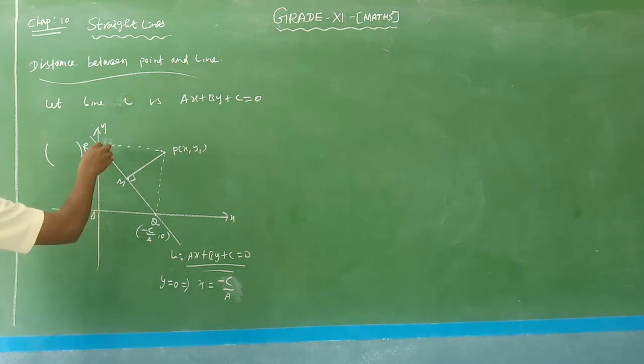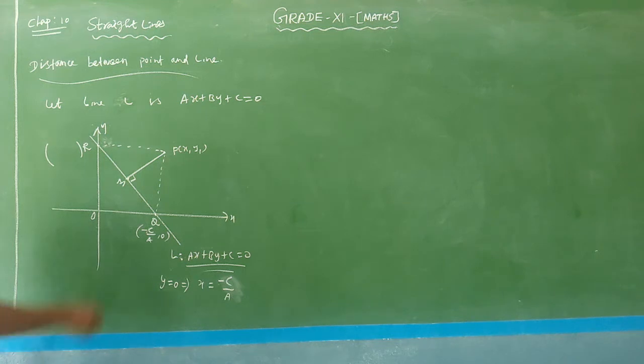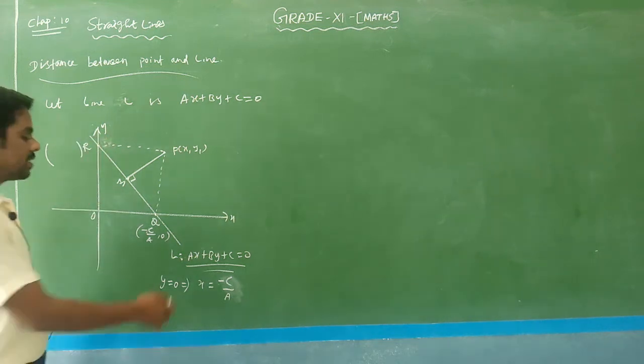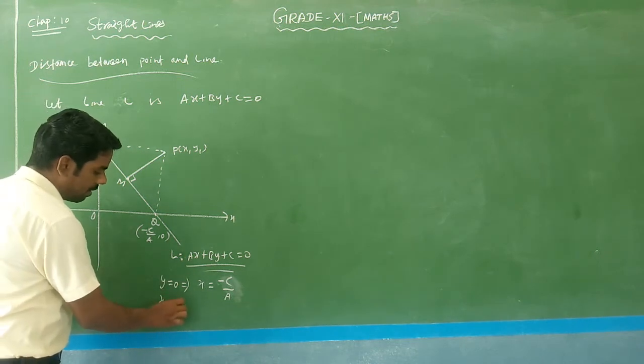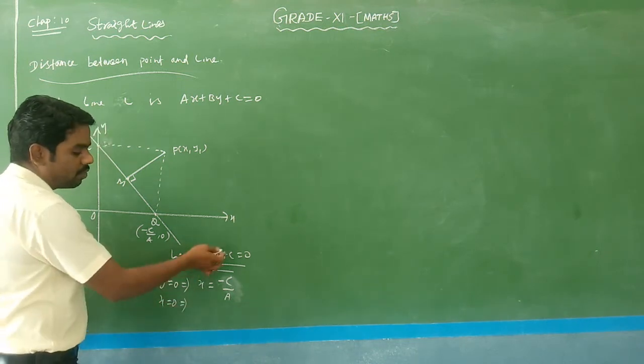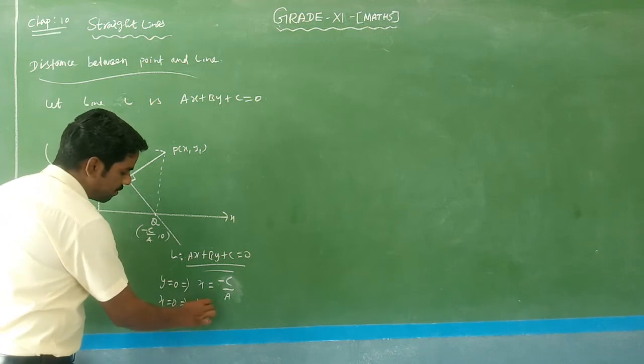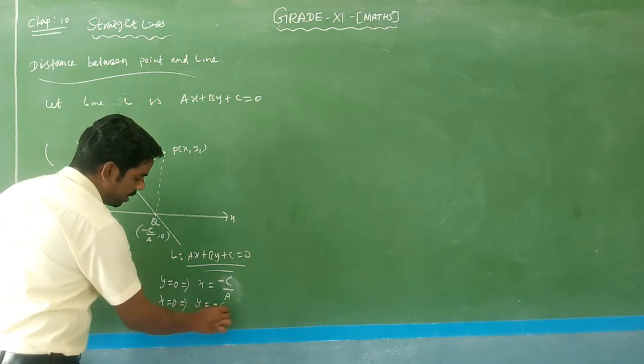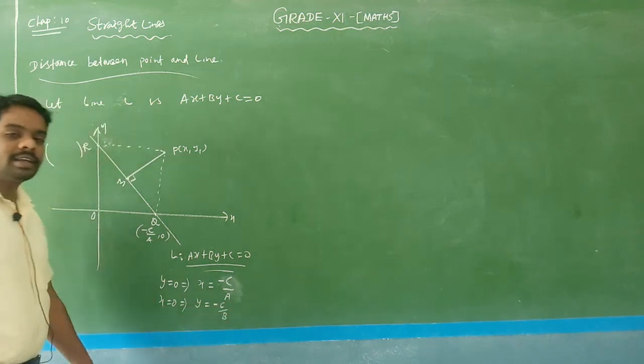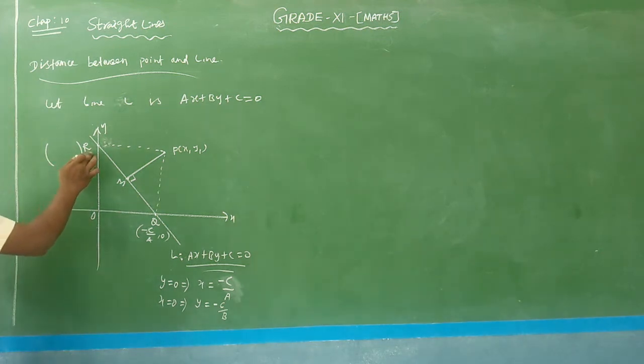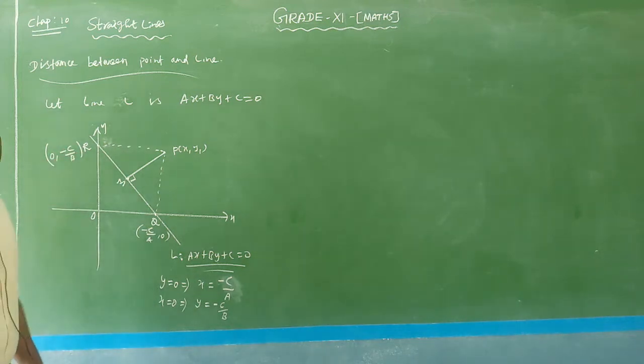And the coordinate of R: this is the y intercept. That means here x value is 0. Any point on the y axis has x value 0. So put x equal to 0. Then by plus c equal to 0, so y is equal to minus c by b. So the coordinate of the point R is 0 comma minus c divided by b.